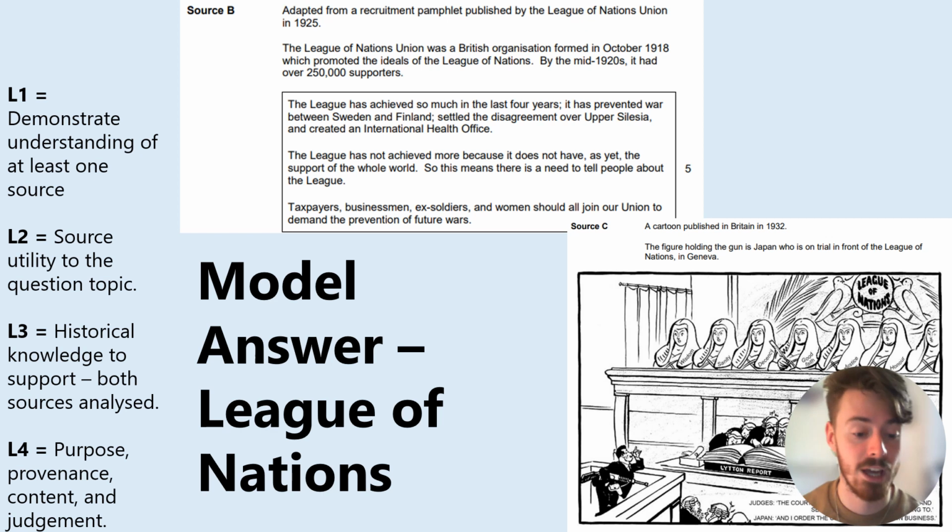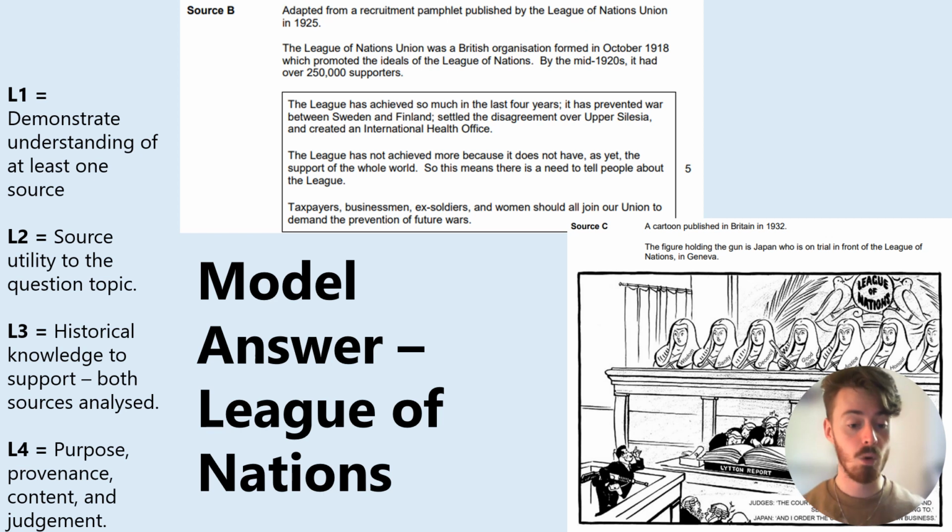Now, I'm blocking it over, but I think you know what this is saying. I think the quote is, the court orders Japan to go and have a stern talking to, and Japan says, I order the League of Nations to mind its own business or to chase itself, if I remember correctly. So, we are looking at this reference.